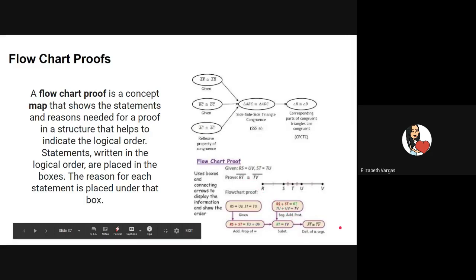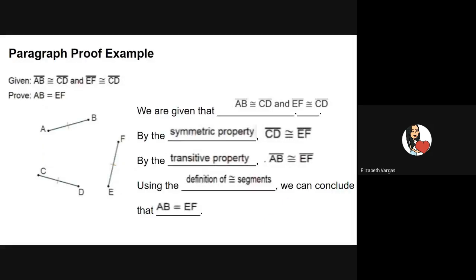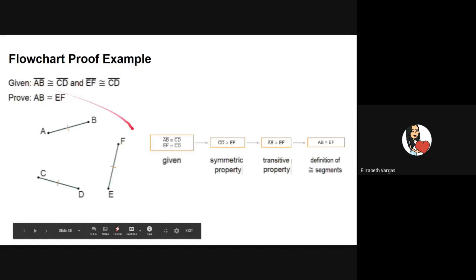So same thing, but in this sense, all your different statements appear in boxes, and then we use arrows to connect them, showing where we go from what we're given to what we're trying to conclude. And if I wanted to take my paragraph proof or my two-column proof and create a flowchart proof, it would look like this. So always start with what you're given and with what you're trying to prove.